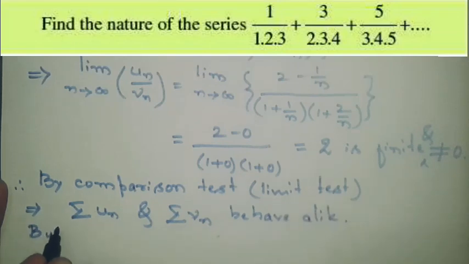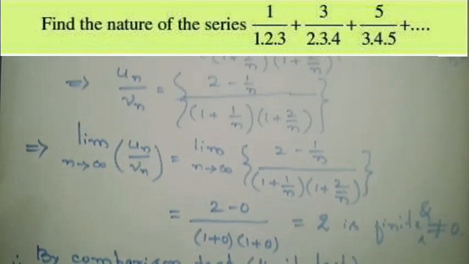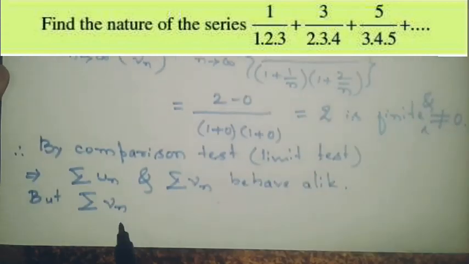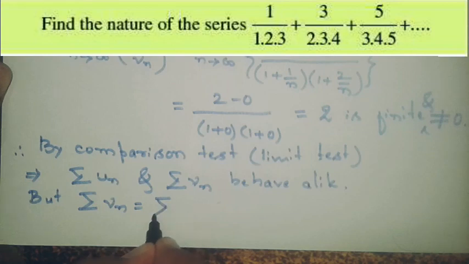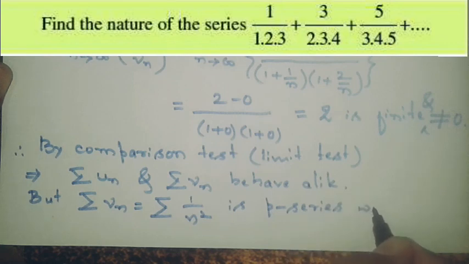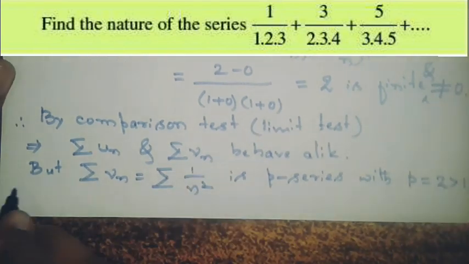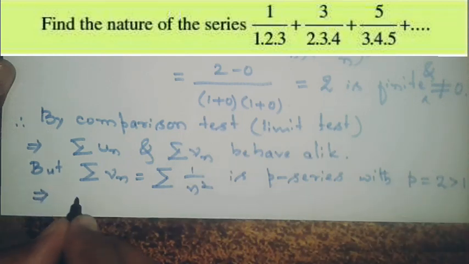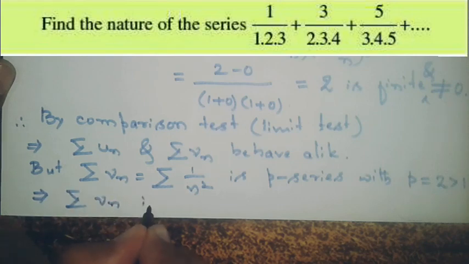But summation vn, what is the nature of summation vn? Summation vn, the vn value is 1 by n square. That is, summation of 1 by n square is a p series, 1 by n to the power of p. P here is 2. So it is a p series with p equal to 2. When p is equal to 2, which is greater than 1, it is convergent. When it is a p series with p greater than 1, it is convergent. It implies summation vn is convergent.